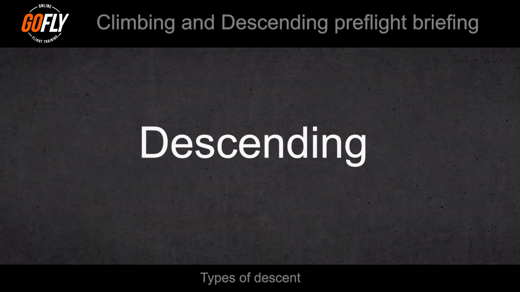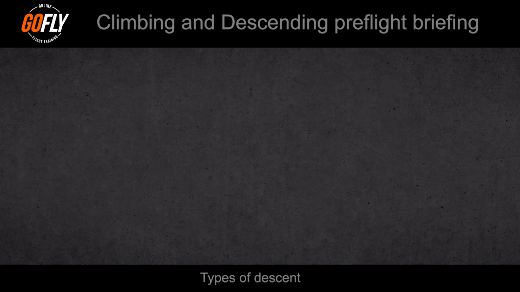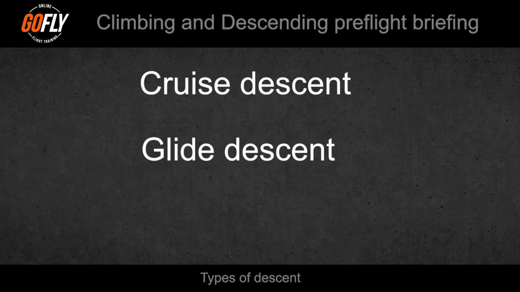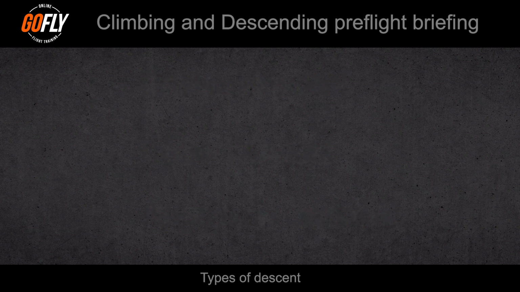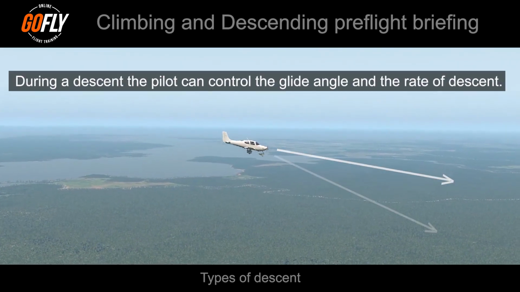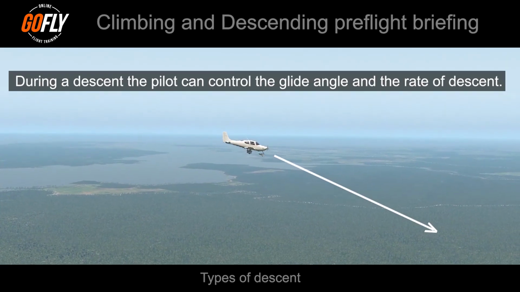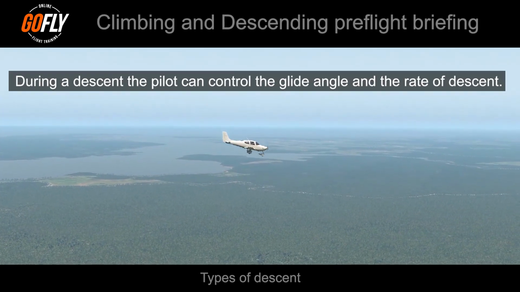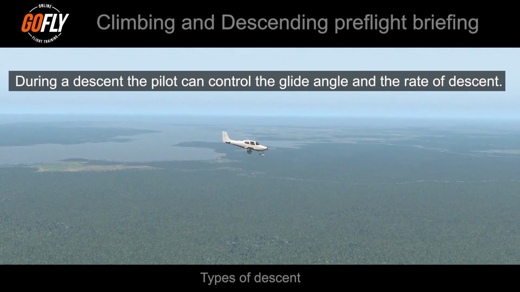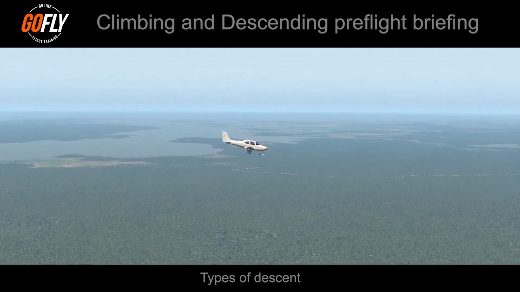We'll now look at three main types of descent. They are the cruise descent, the glide descent, and the approach descent. During a descent, we can control the glide angle, which is the angle the aircraft is descending relative to the ground. We can also control the aircraft's rate of descent, which is the rate measured in feet per minute the aircraft is descending.